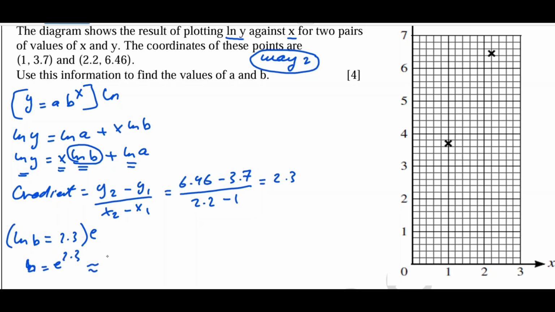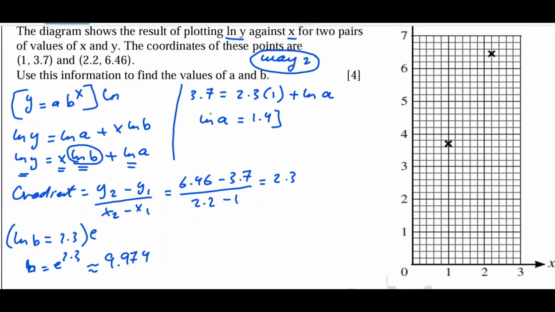I'm going to use one of the coordinates and substitute. For example, 3.7 equals ln b, which is 2.3, times 1 plus ln a. Rearranging terms, ln a equals 1.4. Then I'm going to take e to the power: a equals e to the power 1.4, rounded to 4.055.